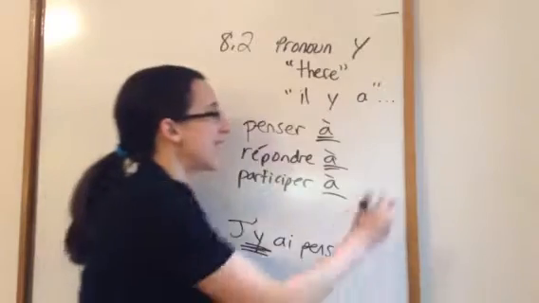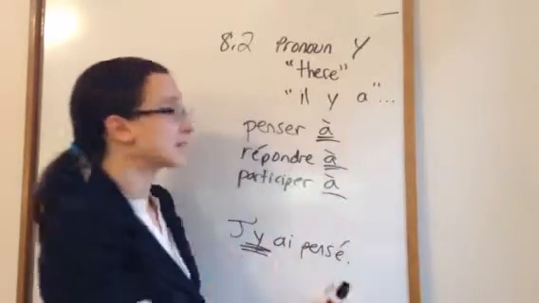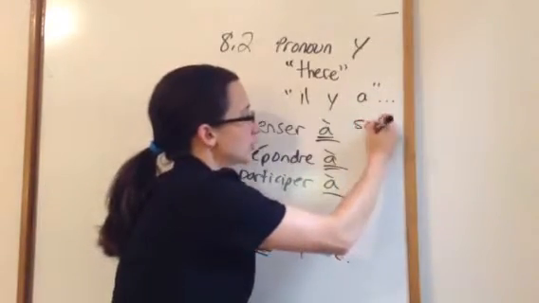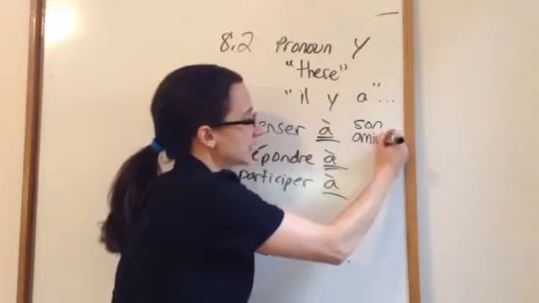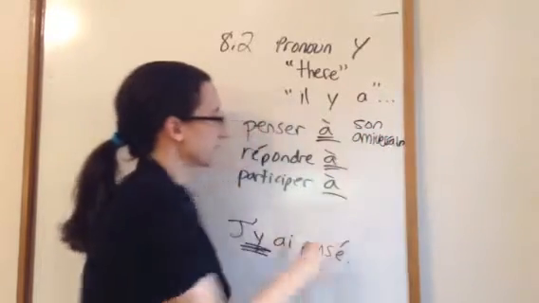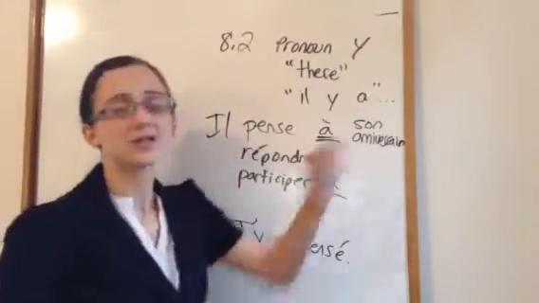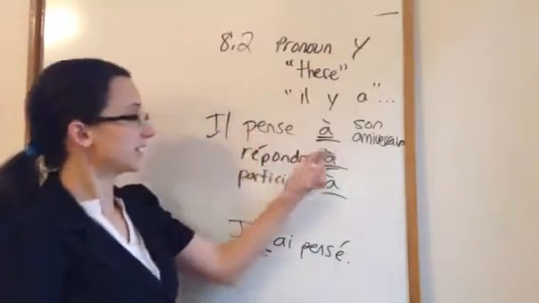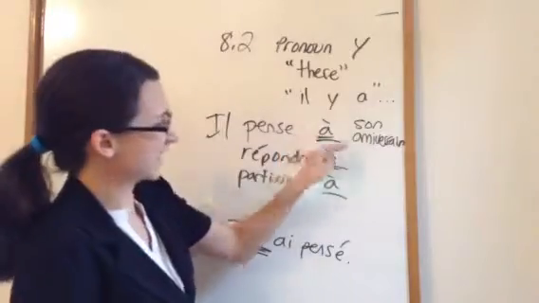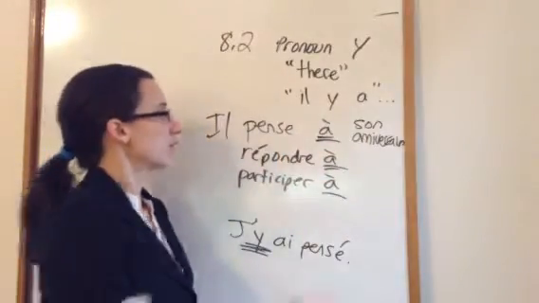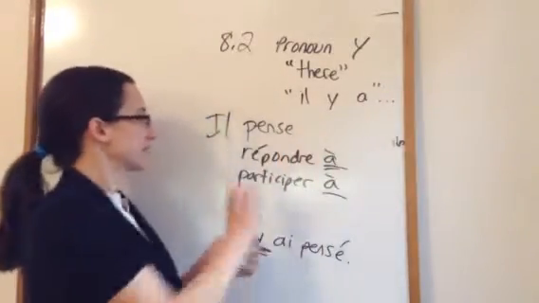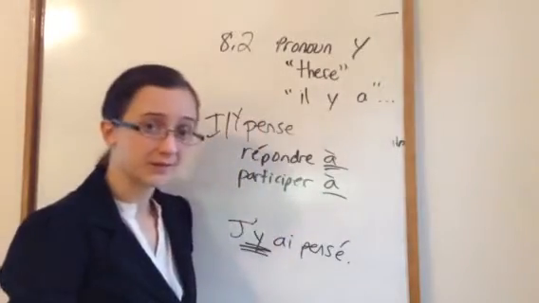So, penser à, my son's thinking about his birthday. Penser à son anniversaire. Let's make it a sentence. Il pense à son anniversaire. He's thinking about his birthday. So we take out this phrase, il y pense, okay?